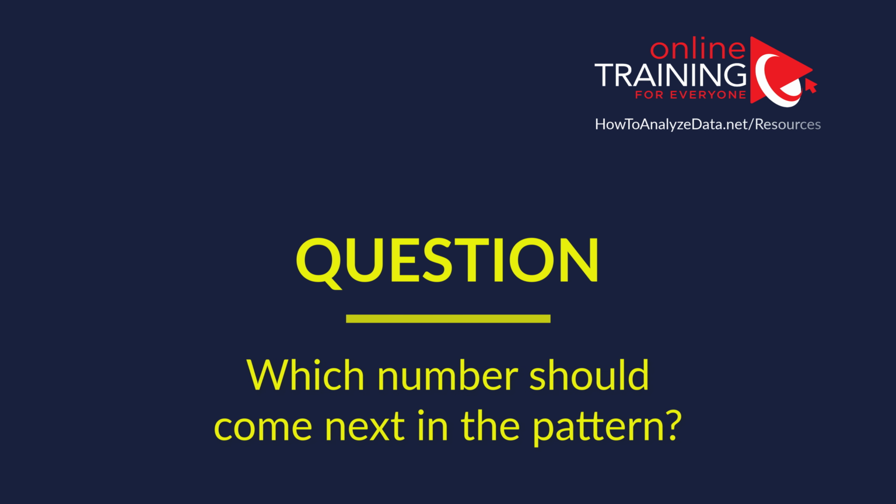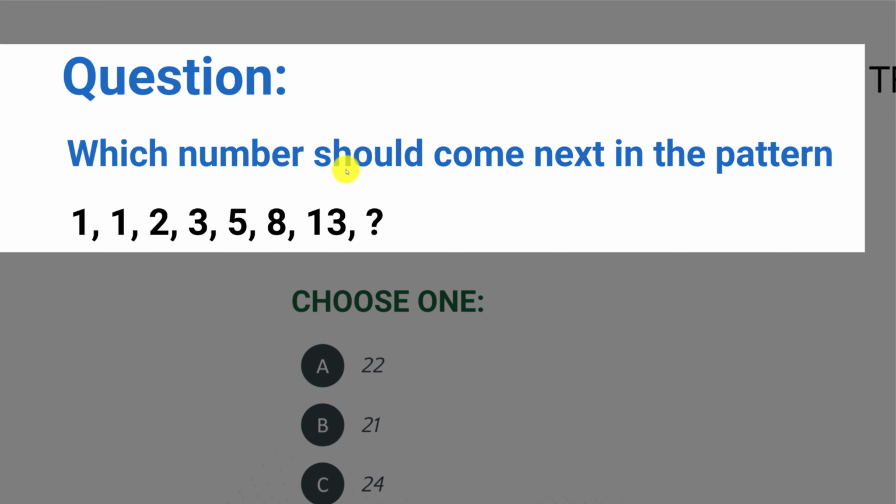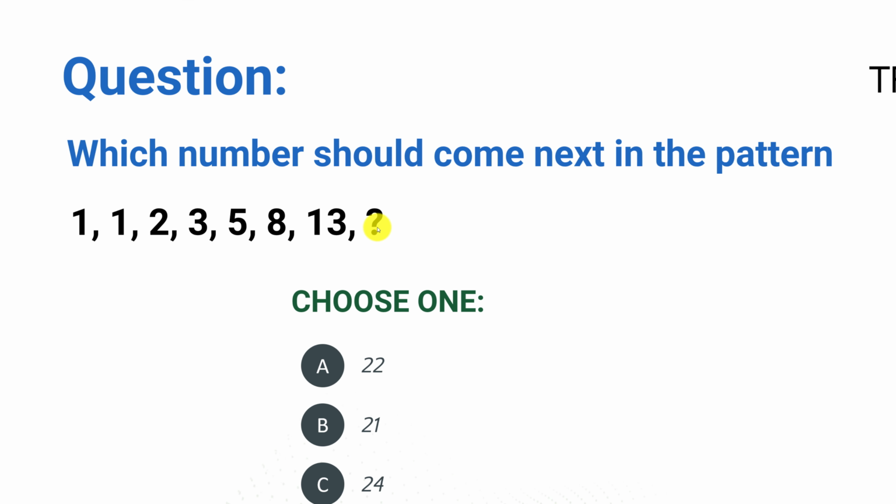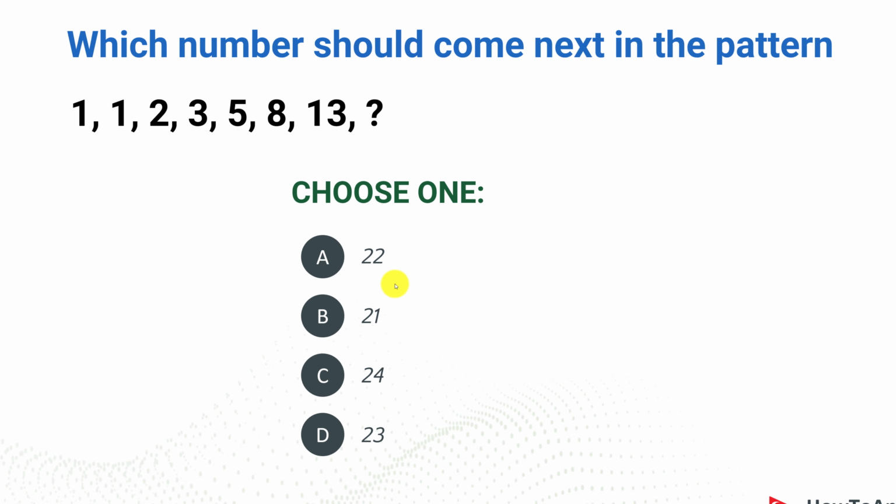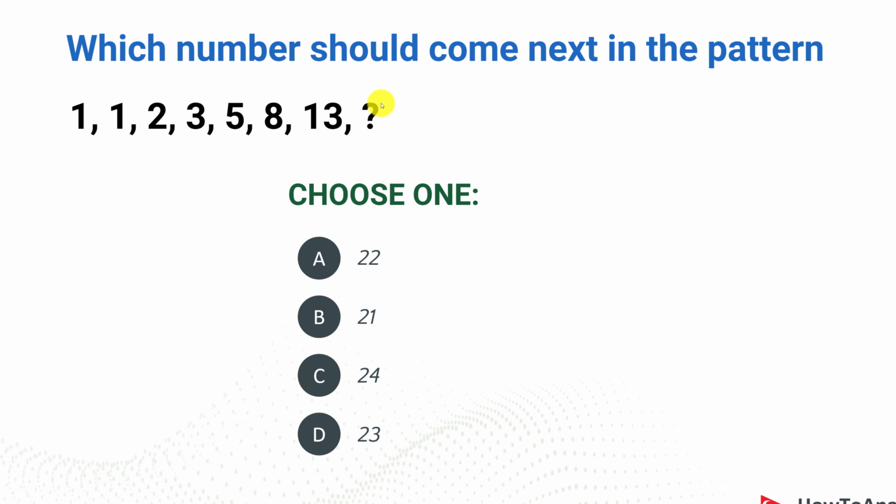Now let's look at another pattern type question. Which number should come next in the pattern? And then you have a pattern of numbers 1, 1, 2, 3, 5, 8, 13. So let's first determine what's the pattern here. Obviously there are four choices, but the result here is calculated based on the pattern that we would need to determine. Which one do you guys think is the right one here?